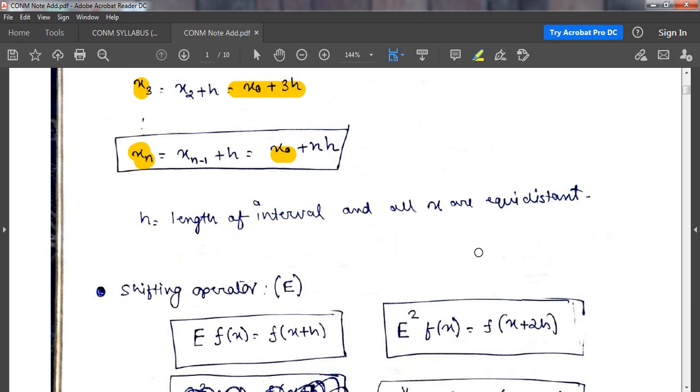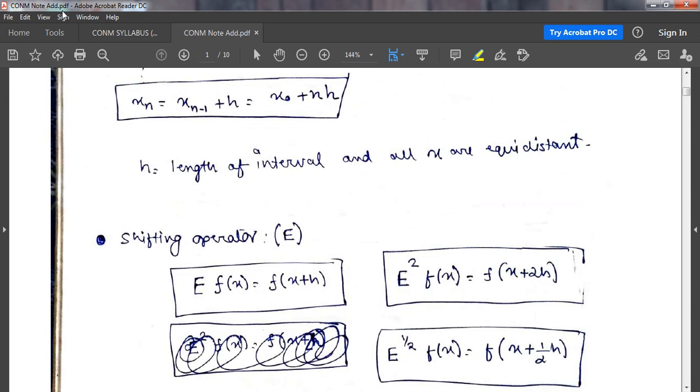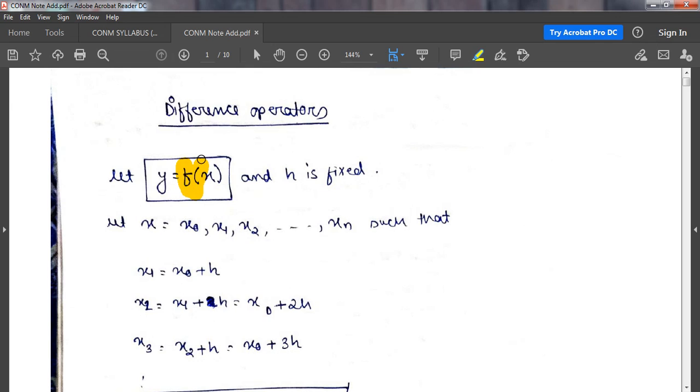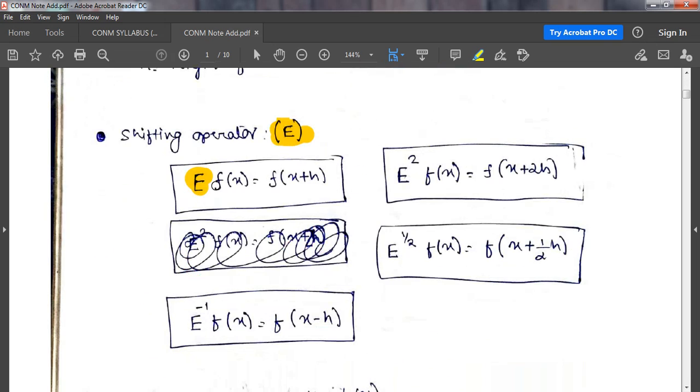Now let's see what operators are available. The first operator is the shifting operator. It is denoted by capital E. Whenever I apply this shifting operator on my equation, whether I apply it on y or f of x, it is the same. It is shifted by h, the equal interval. So whenever I apply E on my f of x, f of x is shifted to x plus h.